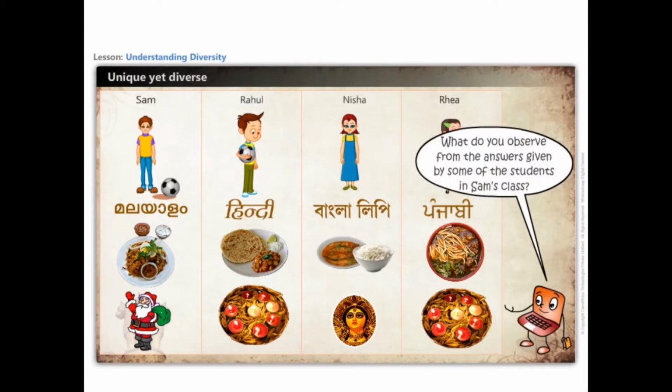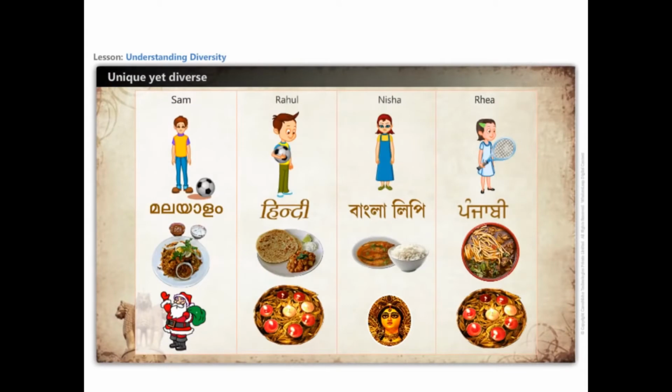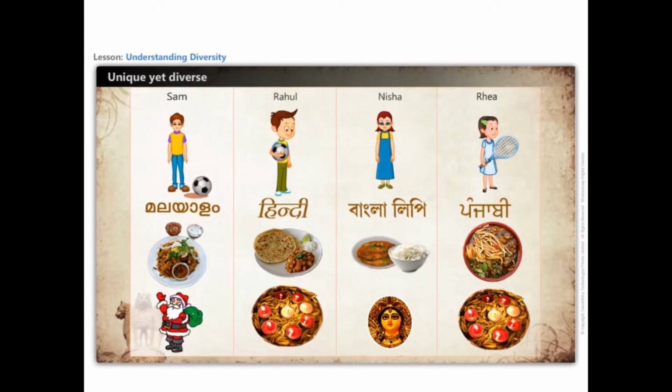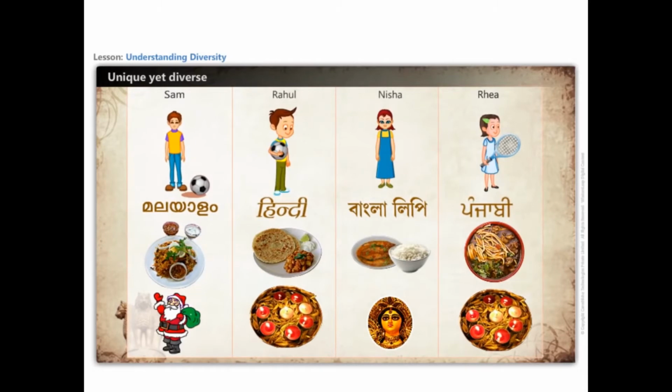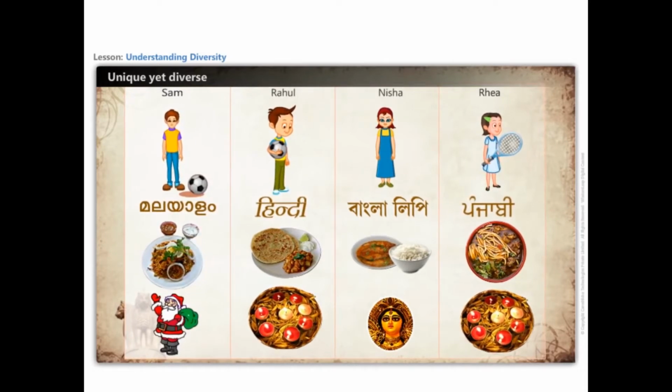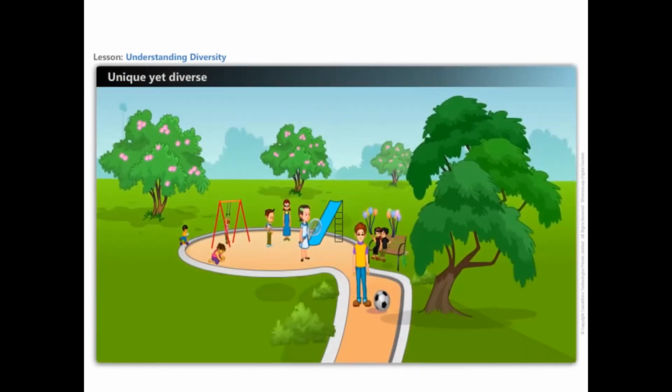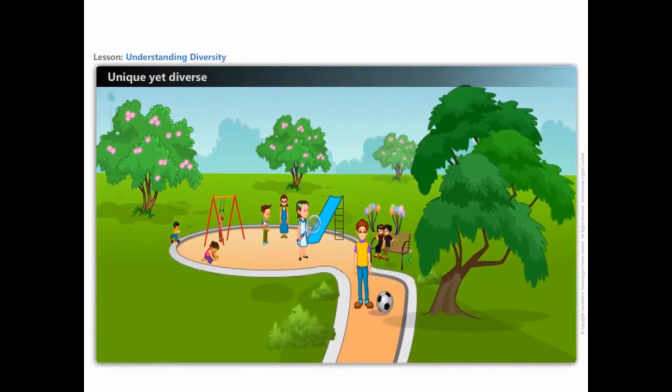What do you observe from the answers given by some of the students in Sam's class? Some children have common answers, like Sam and Rahul share similar choices on the favorite sport, and Rahul and Ria both have Diwali as the most important festival. In other aspects, the children are different. They speak different languages at home and like different types of foods. But they're all friends. They study together, play games, and do a lot of activities in a group.